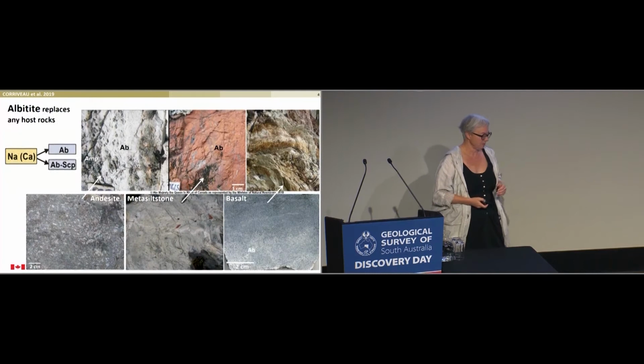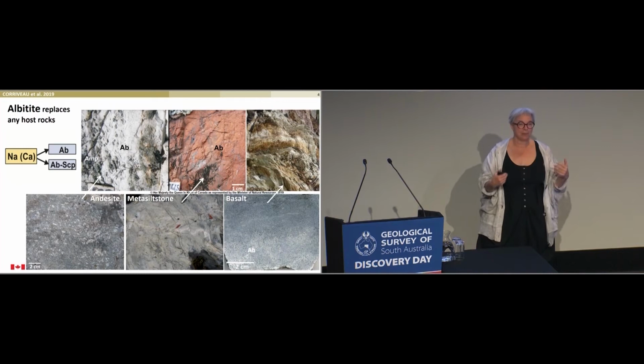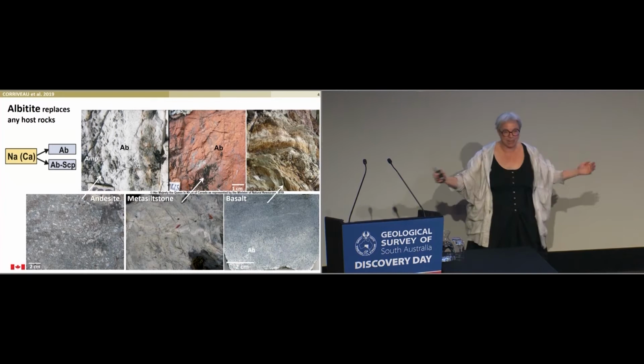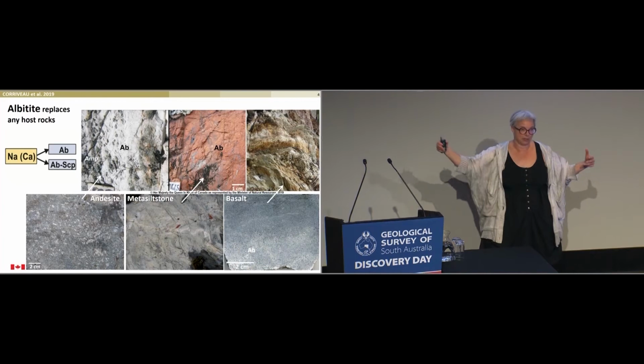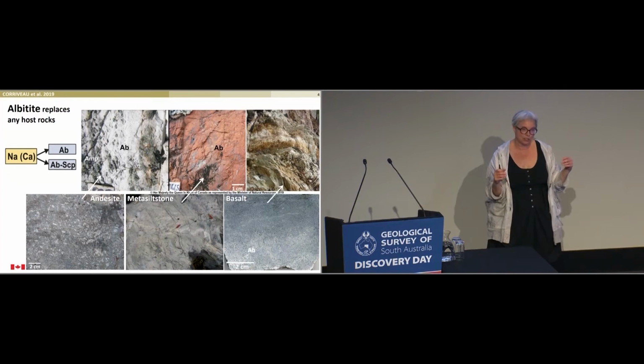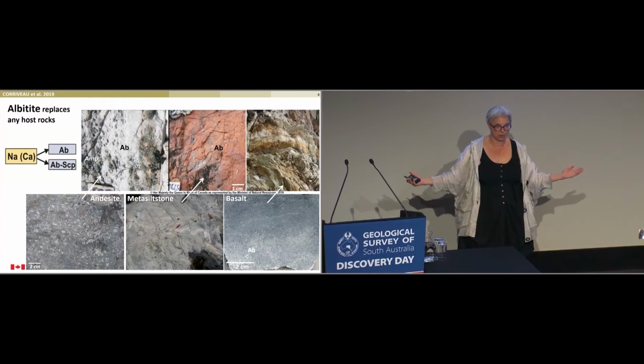We'll start walking the system from bottom to top. First thing is we will form albitites. I'm not talking about albitization. I'm talking about albitites. Any host rock will be transformed into albitite. The albitite will be followed for 1, 2, 3, 10 kilometers. Some of them will love to be cuddled around subvolcanic intrusions, and others will love to go along fault zones. So you form your albitite, and any host rock gets transformed into albitite.